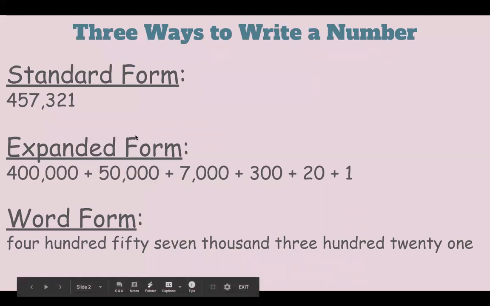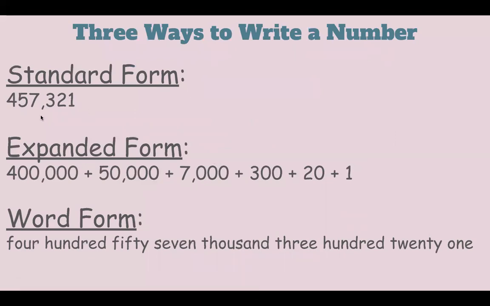Okay, so again, here are the 3 forms of how we can read and write numbers. So we have standard form, which is how we would typically just normally write a number. So this number is 457,321. So I have my first period, 457 is in the thousands, and then this is in the ones, 321. So we have, again, those different periods.